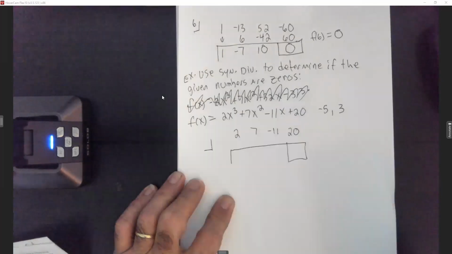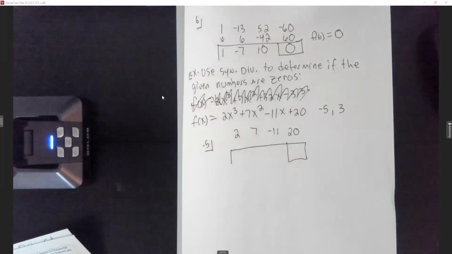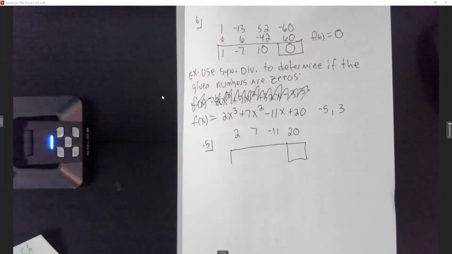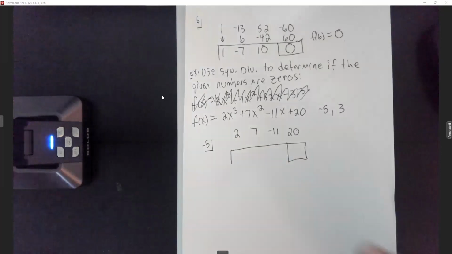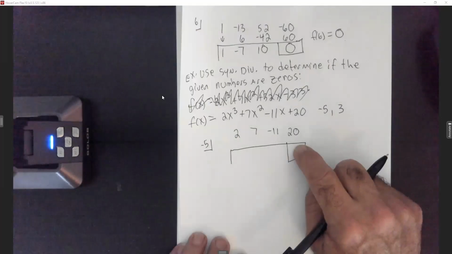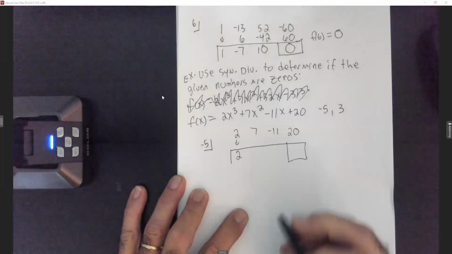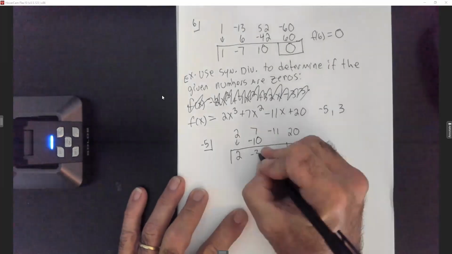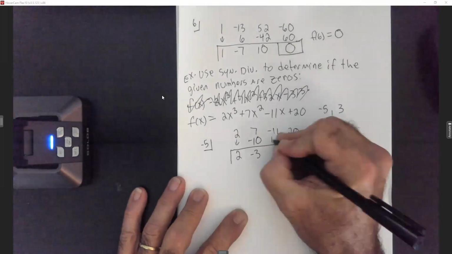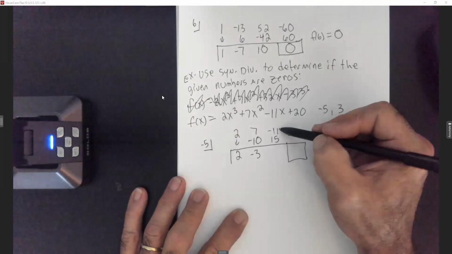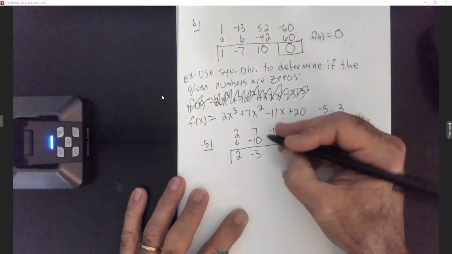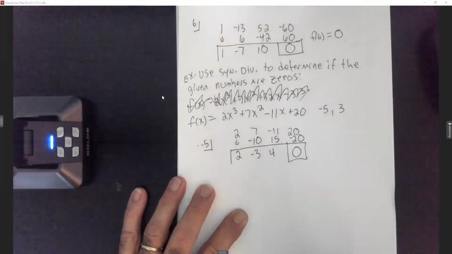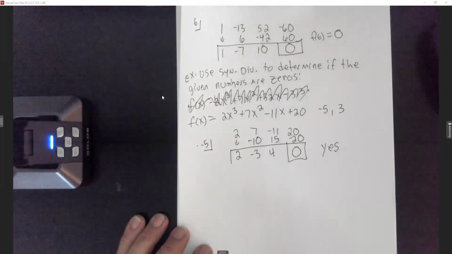So the first thing I'm checking is going to be the negative 5. So what's going to tell us if this is a 0? Is the fact that we're going to get a 0 for that remainder, okay? So y'all, let's do it. We're going to bring the 2 down. 2 times negative 5 is negative 10. 7 and negative 10 will give you a negative 3. Negative 3 times negative 5 is 15. 15 and negative 11 give me what, a 4? 4 times negative 5 is negative 20. So I do get a 0 remainder. So that means definitely negative 5 is a 0 of that polynomial.